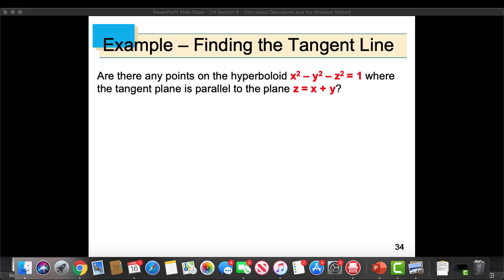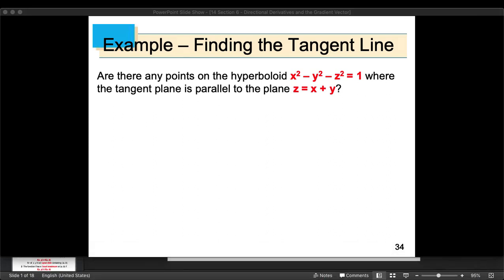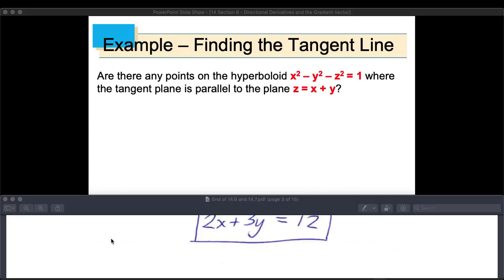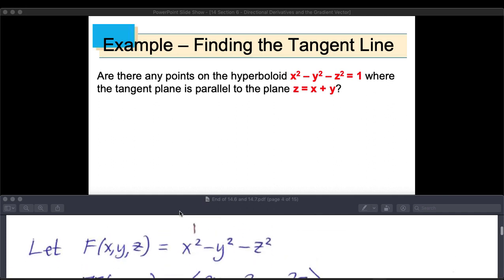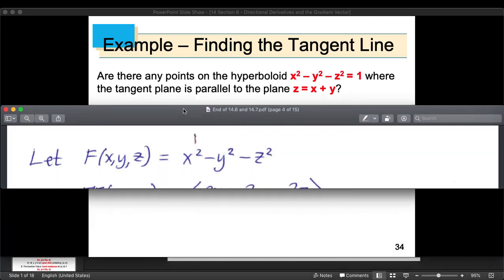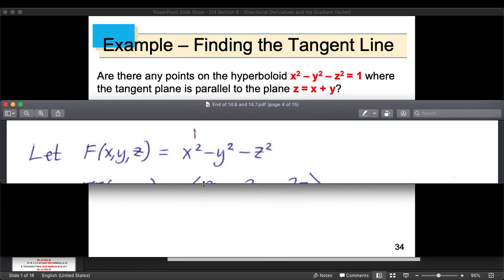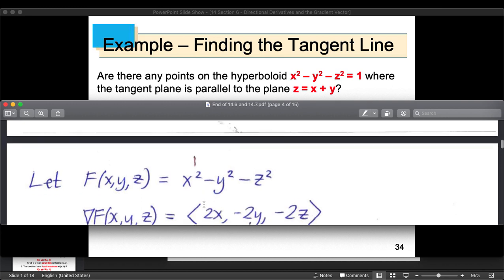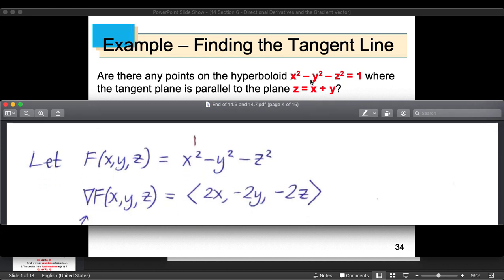Well, looking at my notes here, let me scroll up. In this particular problem, I'm going to go ahead and let my f this time equal the hyperboloid itself. Again, I just ignore the 1. And then we proceed in the same way. We basically find the gradient of f, which in this case is pretty simple. The derivative of this with respect to x is obviously 2x. The derivative of this with respect to y is negative 2y. The derivative of this with respect to z is negative 2z.